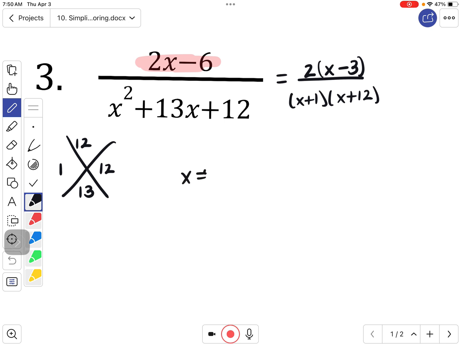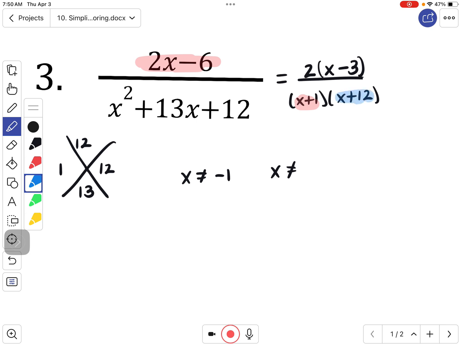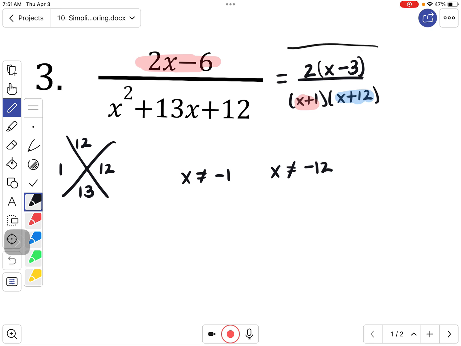So x cannot equal, when I look at that first one, right now it's a positive 1, so it's going to be a negative 1. When I look at my second one, x cannot equal, right now it's a positive 12, so now it's going to be a negative 12. Okay, when I look at my top and my bottom, does anything overlap? Is there anything that's exactly the same on the top and the bottom? And there's not. So this one is just going to be our final answer for that one. We don't have to simplify that anymore.